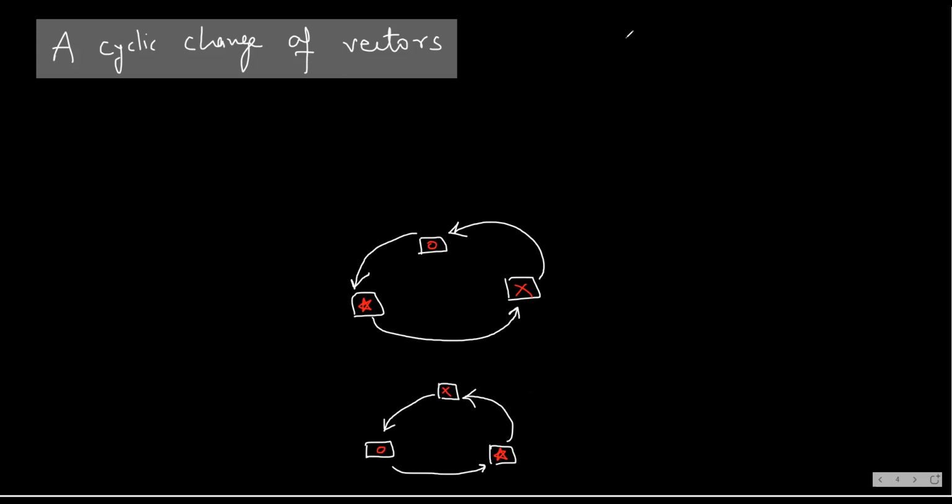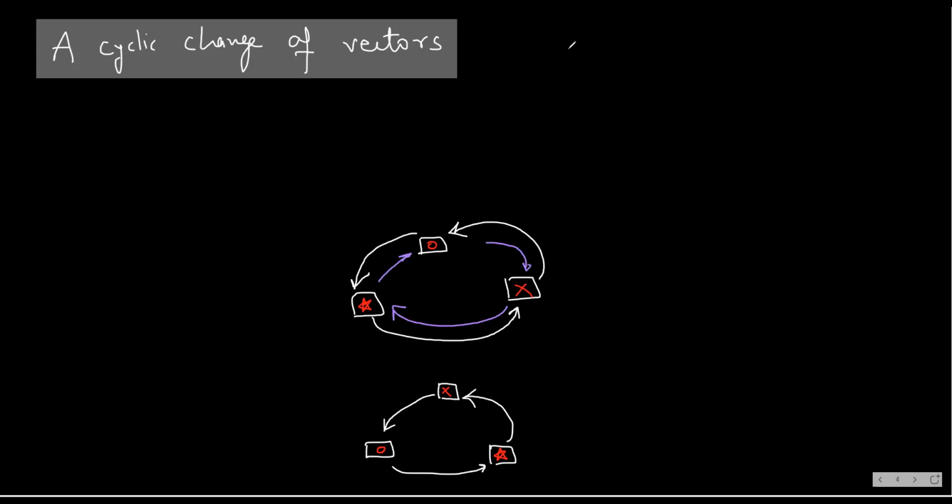Now the cyclic change can be both ways. Here we went for the cyclic change, and that was in which order? That was in anti-clockwise order. But you can also go for cyclic change in clockwise order. See, you can go for cyclic change like this. This way also it can happen.